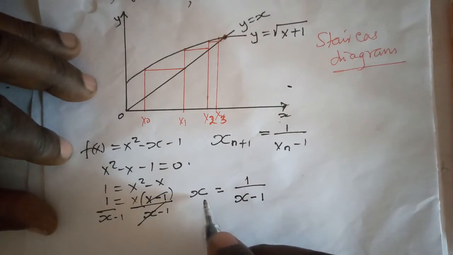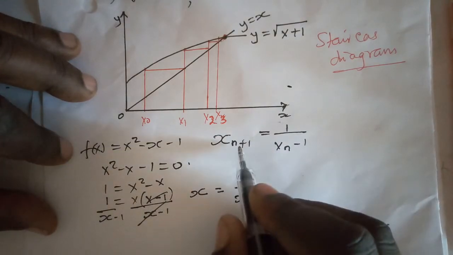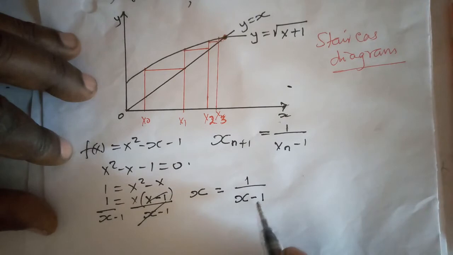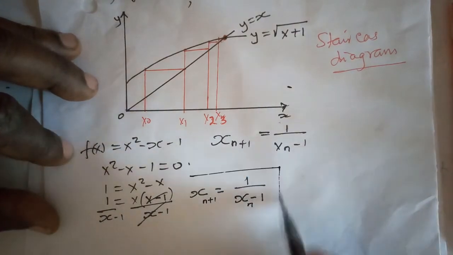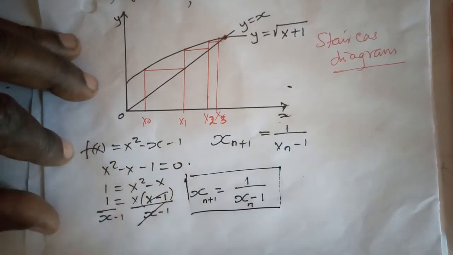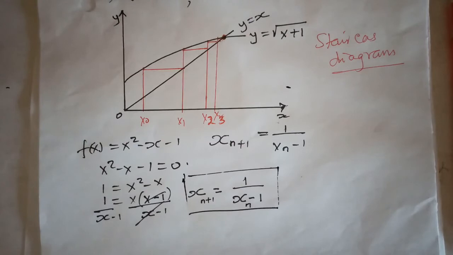Now, the next x is what we're calling x_{n+1}, and the previous x is what we're calling x_n. So we just talk about x_{n+1}, and that is x. So that is very critical.